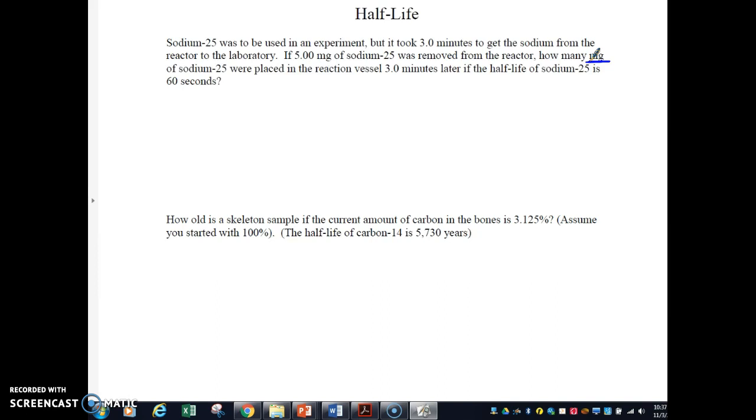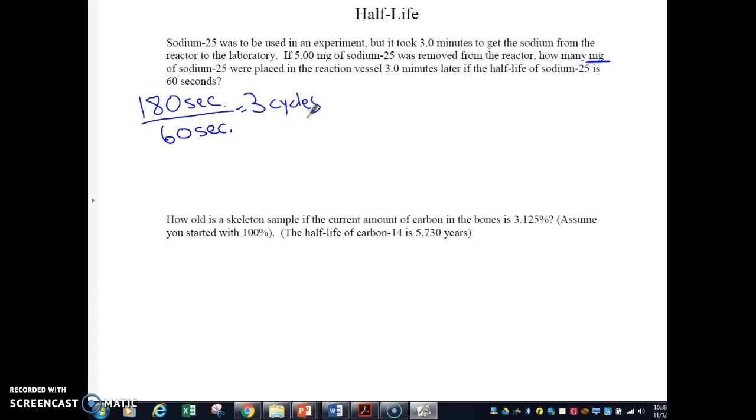And what we have to look at is the half-life, which they gave you as 60 seconds. So every 60 seconds, half of that sodium 25 has decayed into something else. I want to figure out how many half-life cycles that went through. So I'm going to take the 3 minutes and make it 180 seconds so we have the same units, and divide that by the 60 seconds. And that's telling us that it went through 3 half-life cycles.